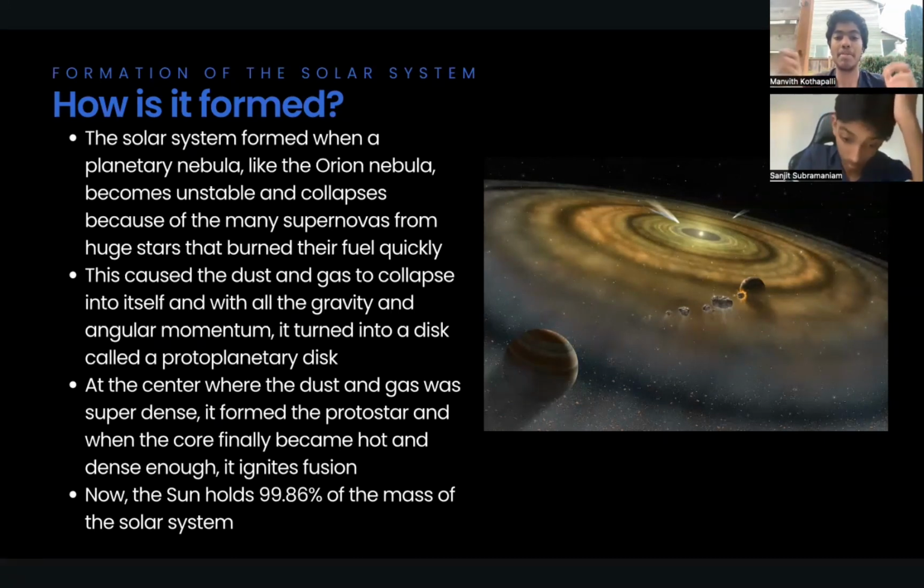The planetesimals kept gathering material and other asteroids until they finally cleared their path. The planet was now so big that under its own influence of gravity, it formed a sphere. This is how the inner planets formed.